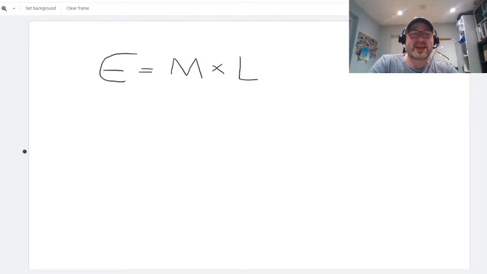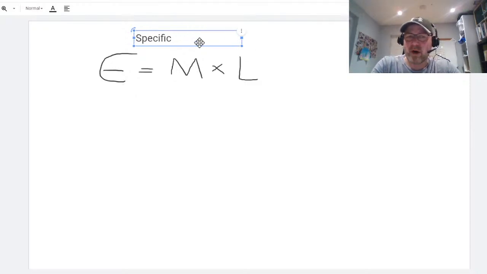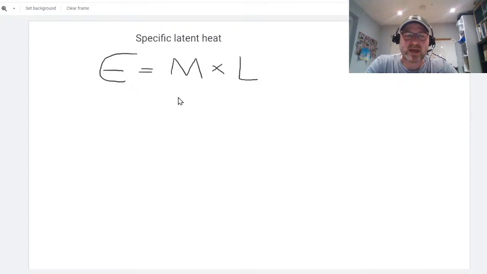Specific latent heat is very easy to get mixed up with specific heat capacity. In a recent exam, I can't remember which one, they gave a 6 marker at the end that was a calculation where they mixed the two up. Hopefully they won't do that again because that was disgusting.